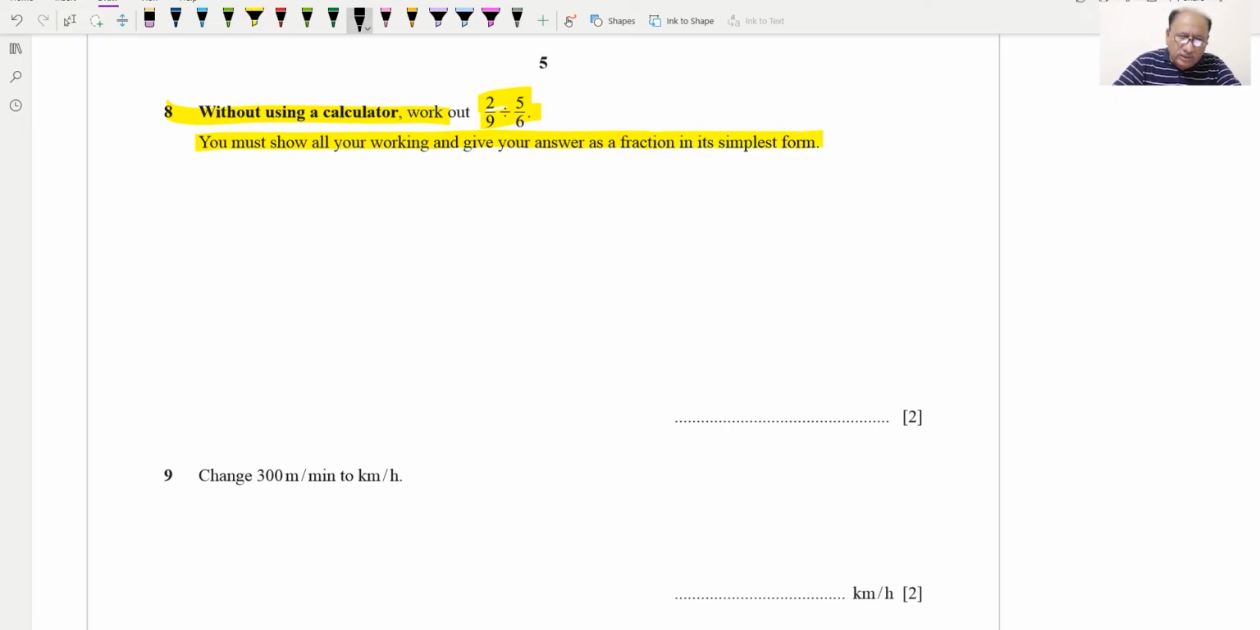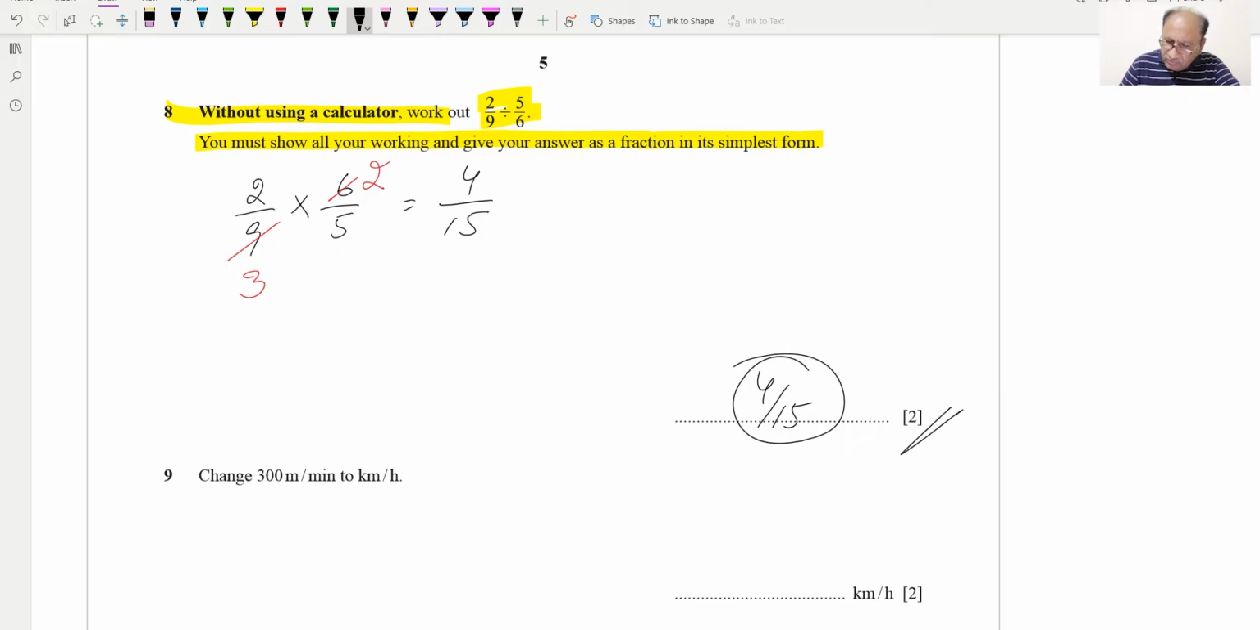So without using a calculator, and you have to show the complete working. What we will do, we can write it as 2/9, and division will change into multiplication, and we'll write the reciprocal of 5/6, which will be 6/5. Now we can cancel. 3 3s are 9 and 3 2s are 6, and now further simplification is not possible. We can multiply these two, so 2 2s are 4, and these two will be multiplied, so 3 5s are 15. So 4 over 15 will be our final answer, and this will be for 2 marks.